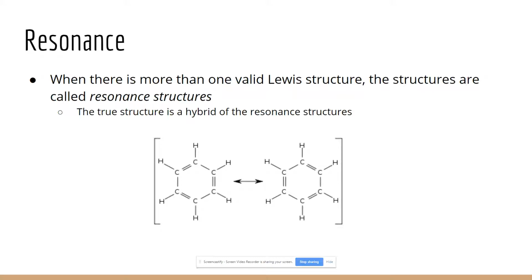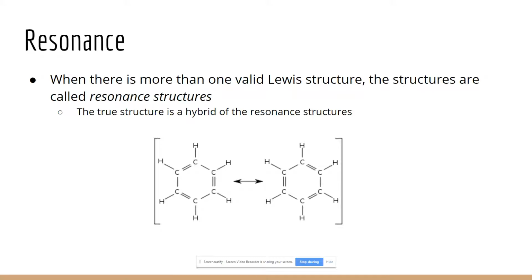Okay, so last year, this came up more with polyatomic ions, I would tell you that it didn't matter which oxygen, for example, that you put a negative charge on when we were drawing structures of polyatomic ions, but it doesn't just apply to polyatomic ions. Sometimes there's going to be more than one Lewis structure that's valid, and if you have more than one, these structures are called resonance structures.